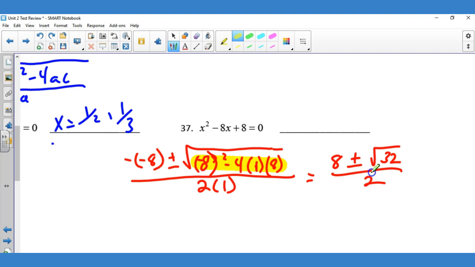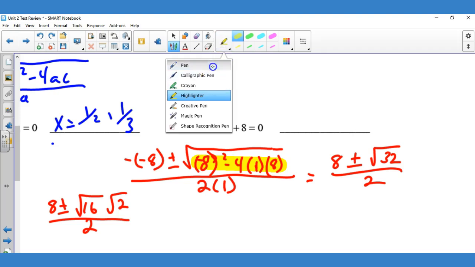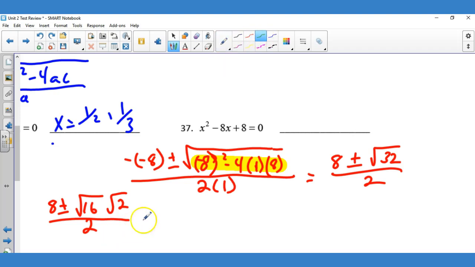Okay. So now 32, there's a perfect square that's a factor of 32. So I want to factor that into 16 and 2. And the square root of 16 is 4. So we'll go here: 8 plus or minus the square root of 16 is 4 times radical 2 over 2.